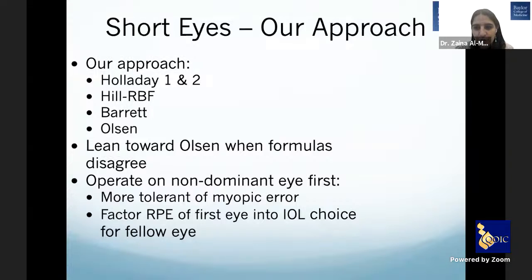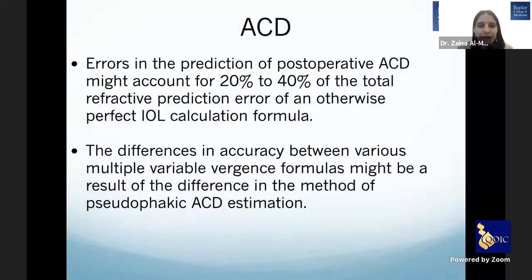So what's our approach to short eyes? We've been pretty good about optimizing our Holladay 1 and Holladay 2. So we're very comfortable with that. We're also really liking the Hill RBF and the Barrett Universal, which are excellent formulas. And sometimes, if things don't necessarily agree, that's when we look at the Olsen to maybe just nudge it a little bit closer to the Olsen. And in general, if you're worried about IOL calculations, typically do the surgery on the non-dominant eye first and factor the refractive result of the first eye into your IOL choice.